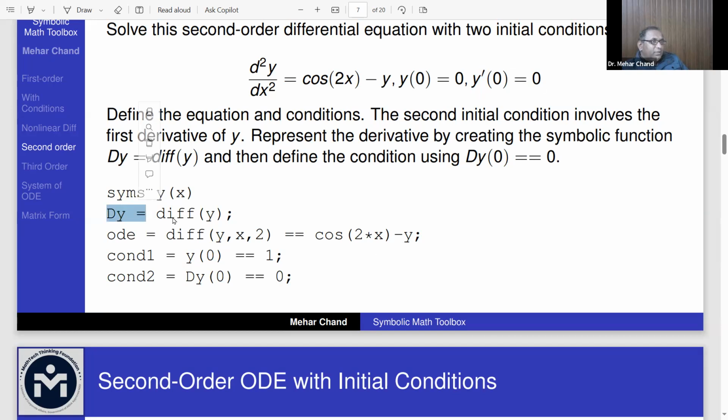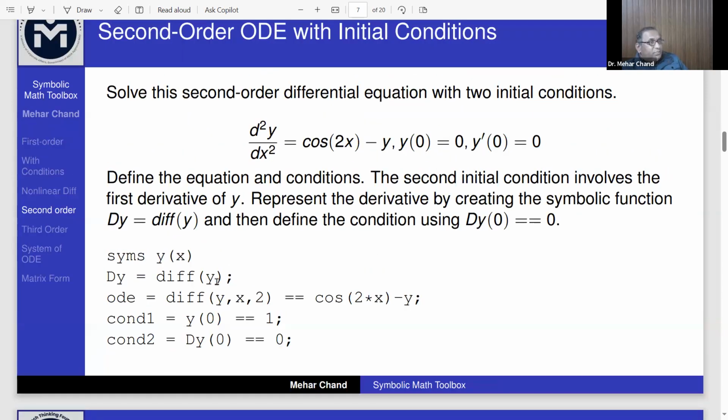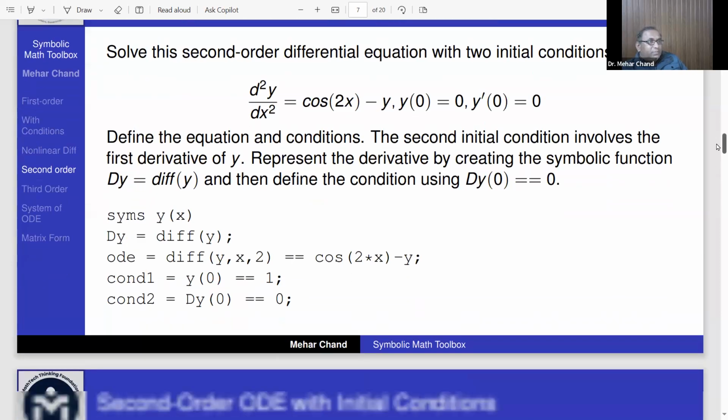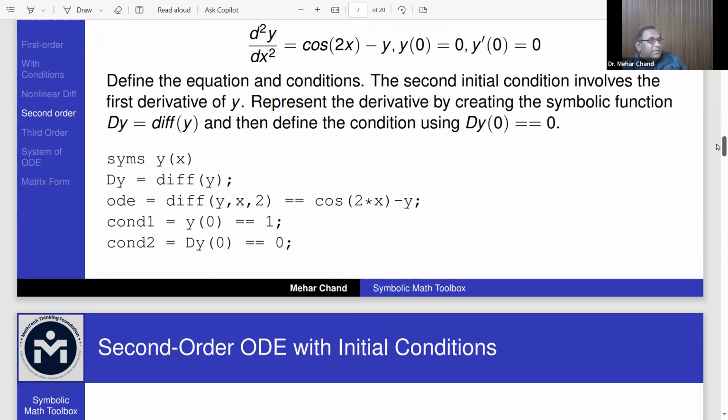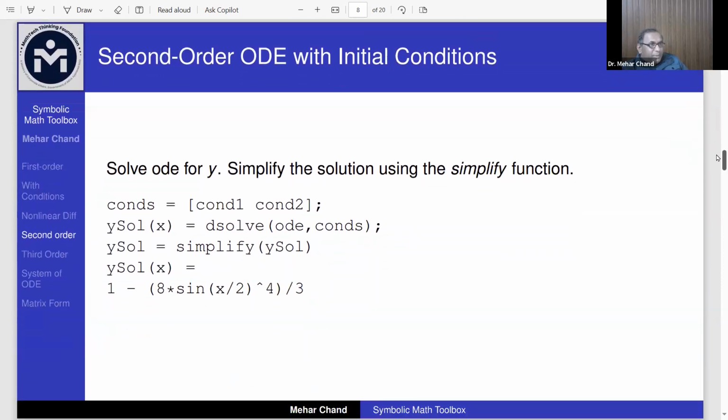For dy, we have diff. When you have the second order, then you have to write diff of y, 2, the second order derivative. Or you can use diff for this one and then pass the value. You need to assign the conditions, only then it will be possible. So you can see this is the differential equation, this is the first condition, and this is the second condition in the MATLAB syntax. Then there is one more part.